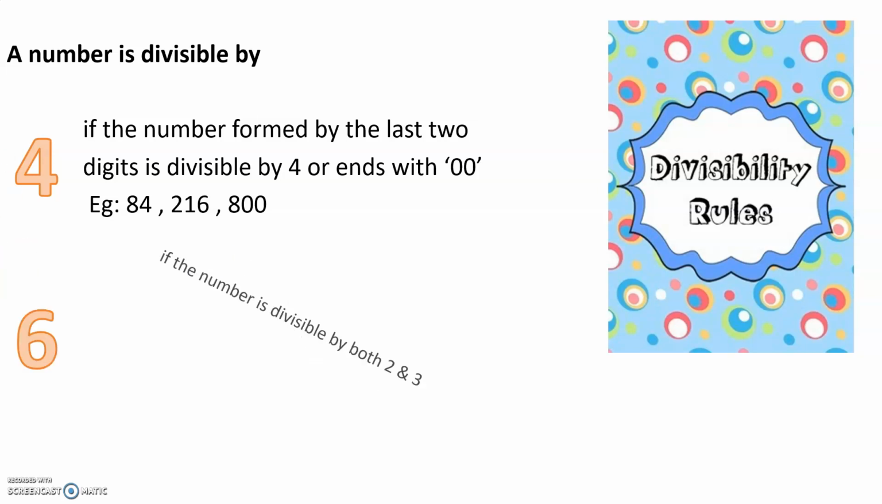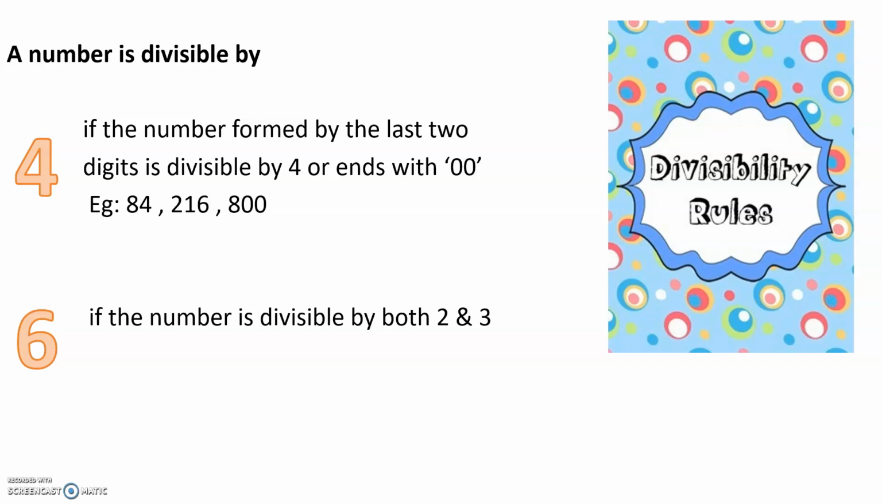6. If the number is divisible by both 2 and 3, that means the number is divisible by 6. That means the number should be divisible by 2 and also by 3. If it is only divisible by 2 and not by 3, it will not be divisible by 6. Again, if it is not divisible by 2 but divisible by 3, then too it is not divisible by 6. It should be divisible by both 2 and 3. Then only will it be divisible by 6.